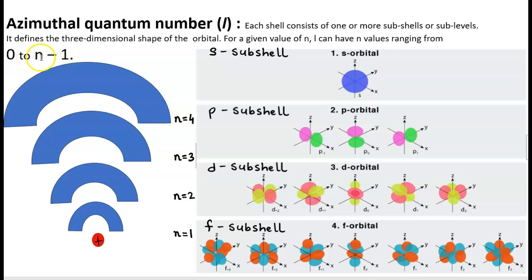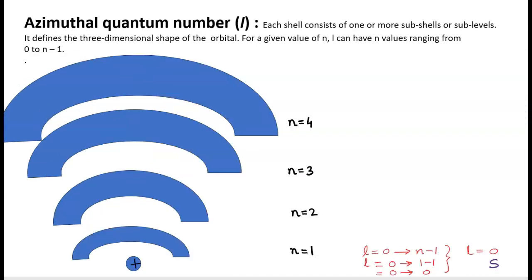So if you know n, if you are given the main energy level number, the principal quantum number, you will come to know the azimuthal quantum numbers, or the number of subshells present in that very shell. For example, let us see here that these are main energy levels. They are being numbered by the principal quantum number. n is equal to 1 for this, n is equal to 2 for this, n is equal to 3, and for this n is equal to 4.